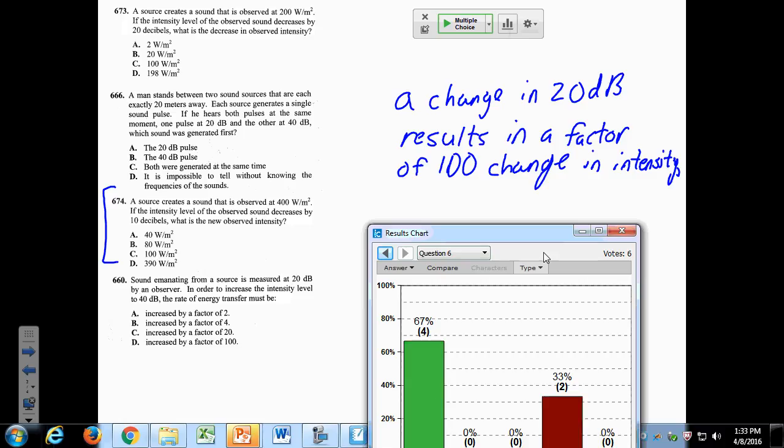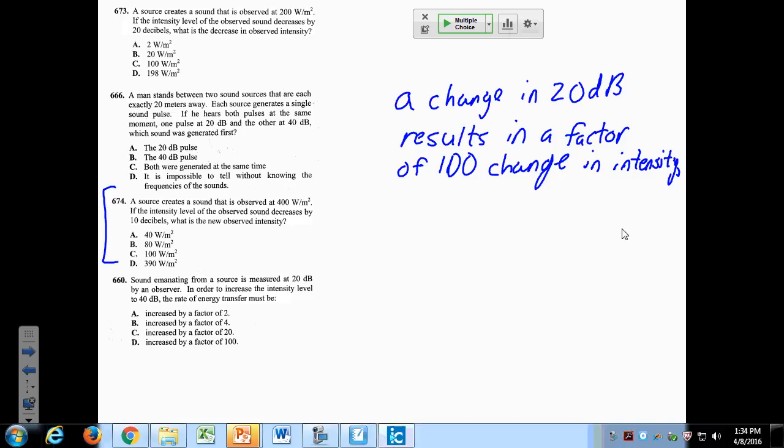Okay, the answer here is A. It drops by 10 decibels. That means it drops by a factor of 10. So it goes from 400 to 400 divided by 10, because it dropped by 10 decibels. Let's try 660 as well. Your sound goes from 20 decibels to 40 decibels.